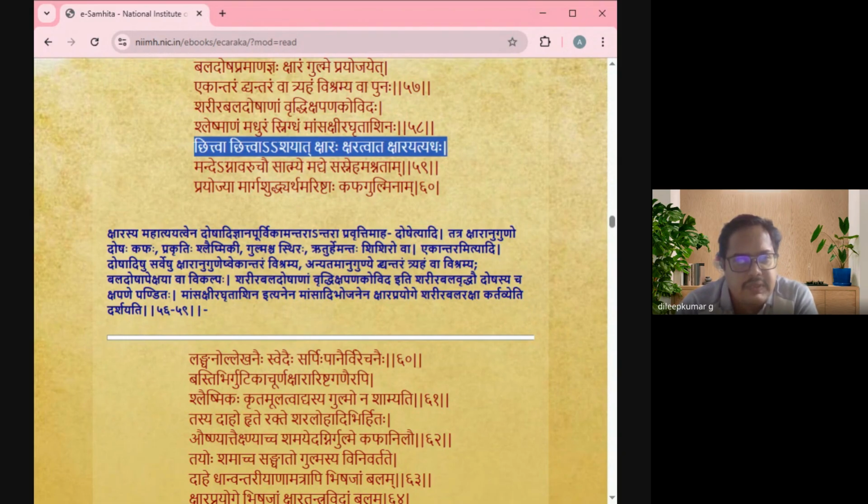Even though in Sushruta Samhita there is a detailed chapter about Kshara, Acharya has not mentioned the action of Kshara, whereas here you can see the action of Kshara, how Kshara acts: Chitva Chitva Ashayat Sharaha Ksharatvat Sharayatyada. It will go penetrating, it will go deeper.